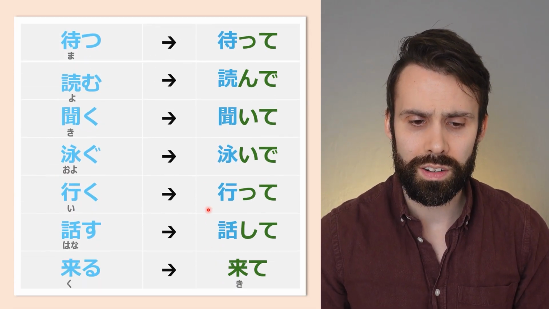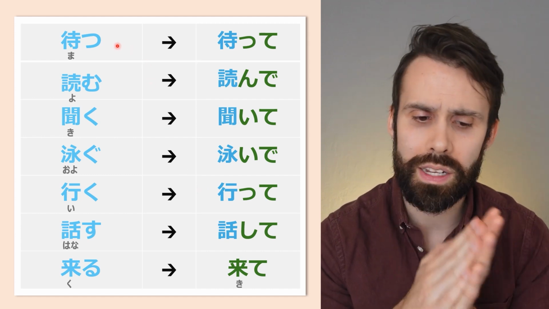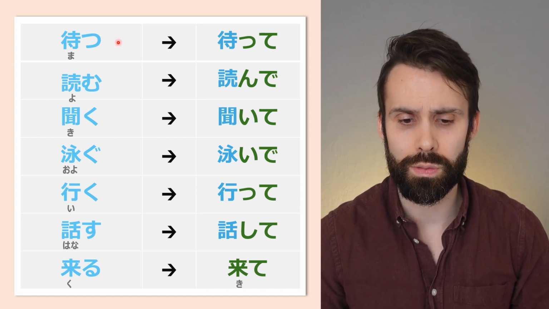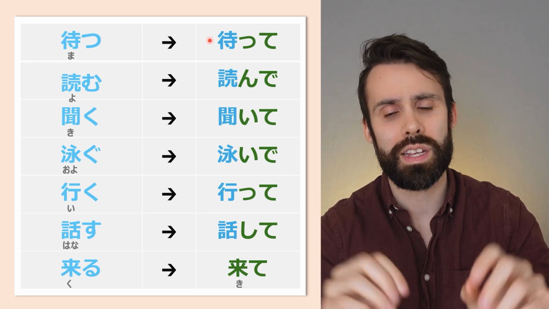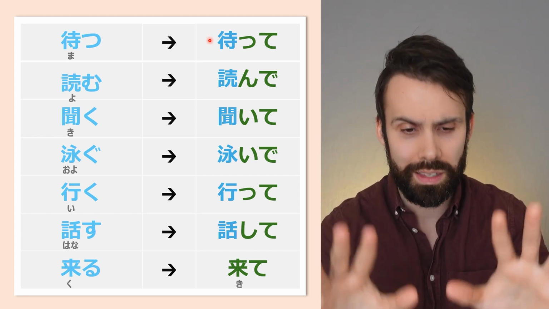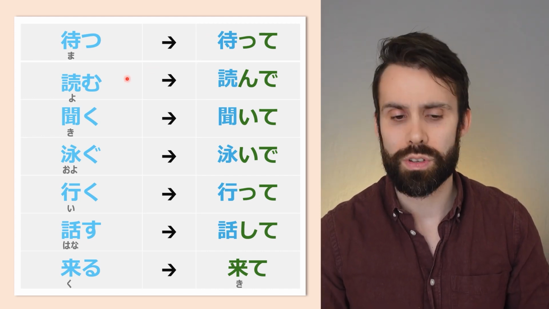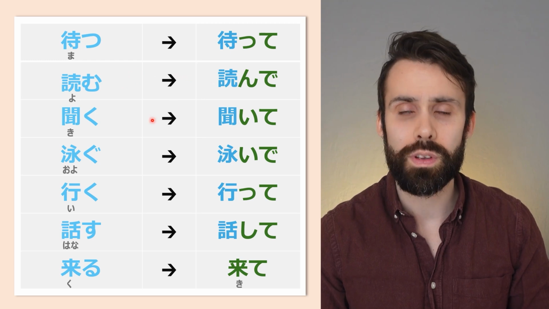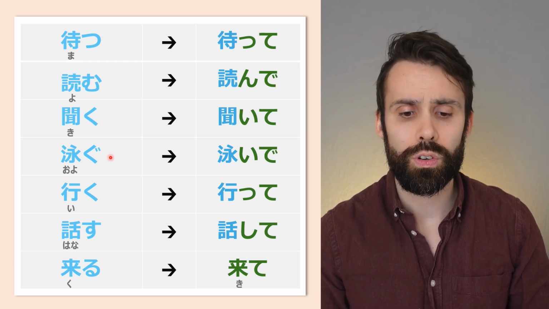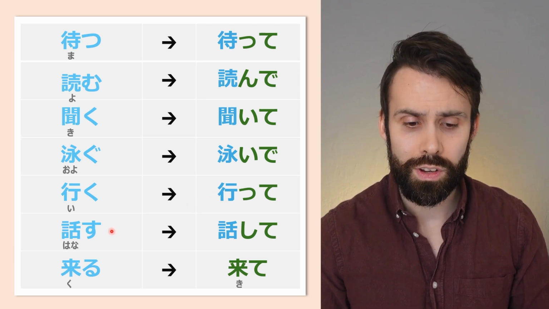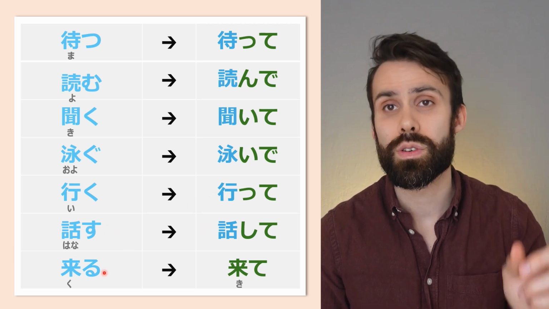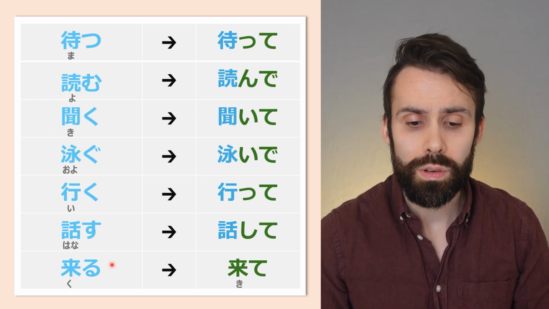So here are some concrete examples. Matsu, to wait, becomes matte. And you've probably heard this: chotto matte kudasai, please wait a bit. Yomu becomes yonde. Kiku becomes kiite. Oyogu becomes oyoide. Iku becomes itte, because it's irregular. Hanasu becomes hanashite, suru becomes shite, and kuru becomes kite.